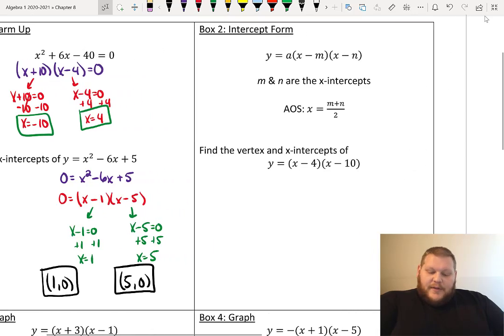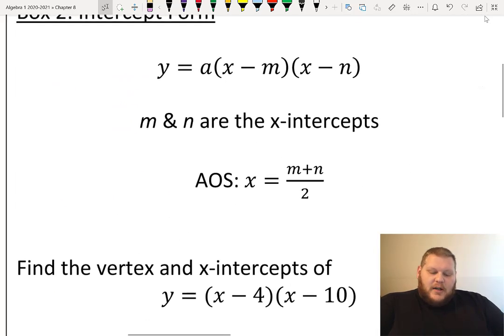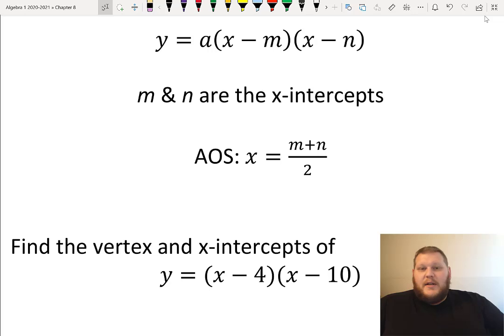So whether you want to think about it in terms of setting each parenthesis equal to 0, like we did back in Chapter 7, or you just like thinking about it in terms of the opposite of what I see inside the parenthesis are my x-intercepts, that's fine. However you want to make it work in your brain, go with that.